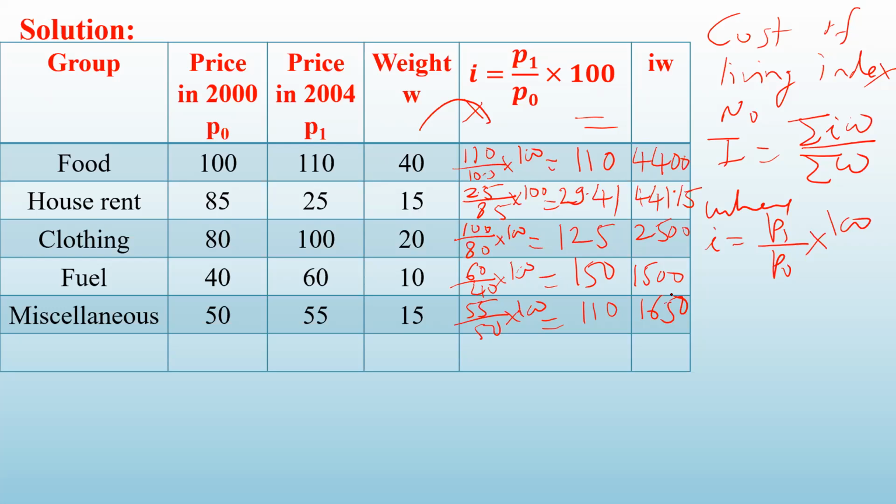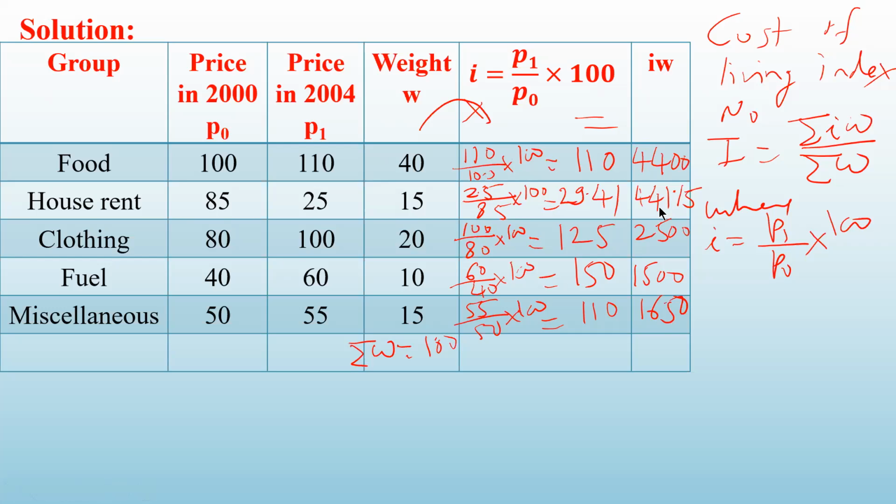Now, once we have calculated the values of I and IW, you have to apply the formula. So in the formula, you need summation of IW and summation of W. So you need to take the sum of this column IW and summation of W. Look at this summation of W. When you add these values, you will get 100. 40 plus 50 plus 20 plus 10 plus 15 gives you 100.